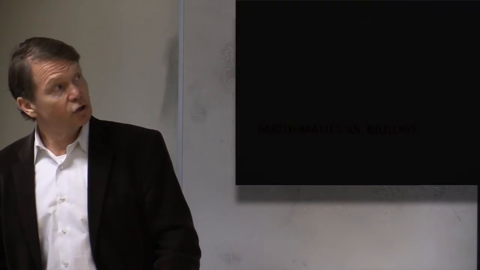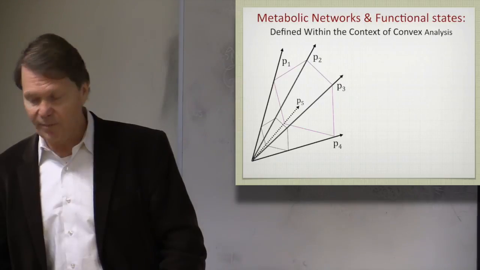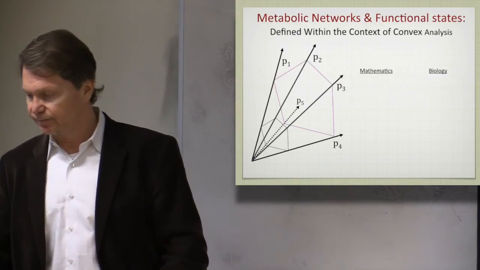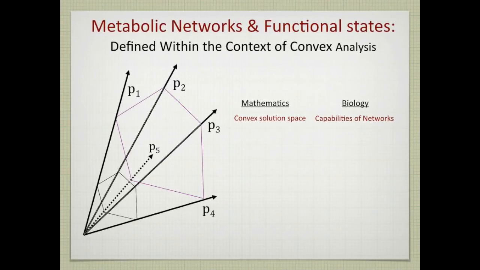Okay, so first, let me show a cone here with 5 pathways. And let's talk about mathematics and biology. So the first thing I want to point out is that mathematically, this is a solution space for S dot V equals 0, and it's convex. And it's convex based on the constraints. So that's the mathematics.